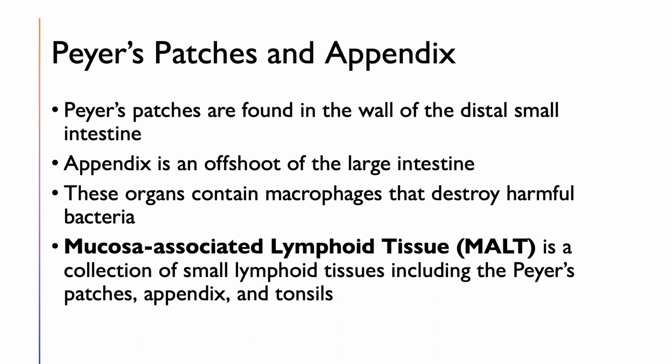The Peyer's patches and the appendix are also part of the lymphoid tissues. These organs contain macrophages that destroy harmful bacteria. Together with the tonsils, the Peyer's patches and the appendix are part of the collection of small lymphoid tissues called MALT or mucosa associated lymphoid tissue. MALT acts to protect the upper respiratory tract and digestive tract from foreign materials entering those cavities.